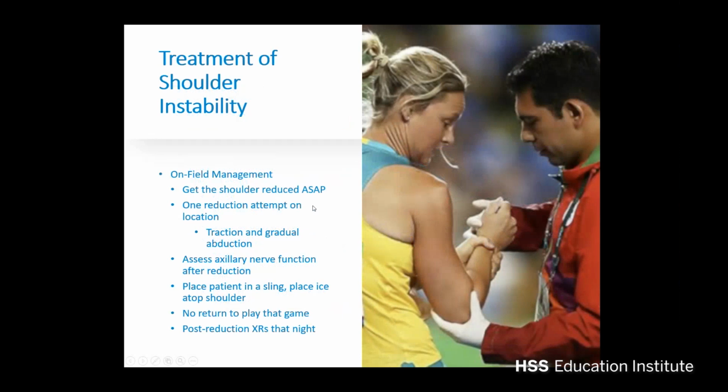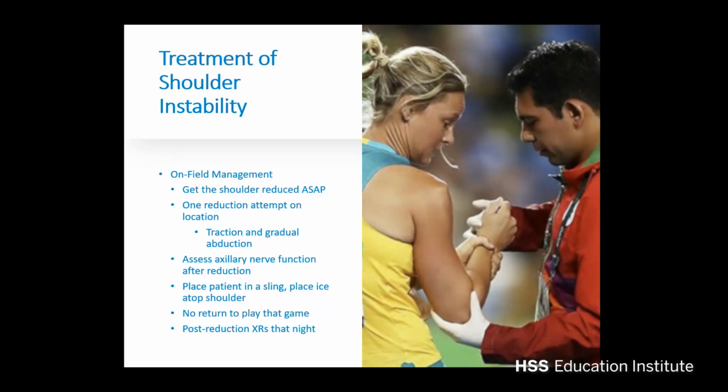So how do we treat them? Well, on the field, the main goal is to try to reduce the shoulder as quickly as possible. Delay makes the reduction more difficult. You do not need to get x-rays prior to attempting a reduction. If you think that the shoulder is dislocated, you may perform a closed reduction maneuver without needing to get x-rays first. So step one, if you suspect a dislocation, you want to attempt to reduce it.